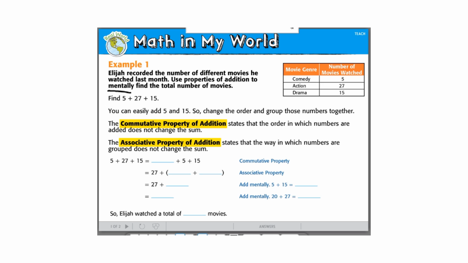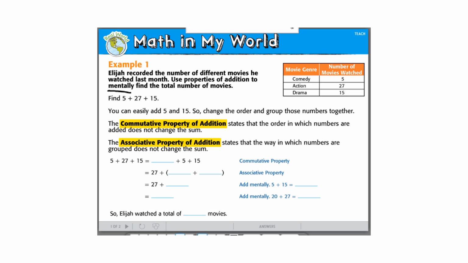What happens if you really can't do the math in your head? Could you just add them up? Yes. What I'm trying to show you today is some easier ways to be able to do them in your head, but you could just add them up if you wanted to. But for some of you, figuring out these tricks is going to save you some time. So we have 5 comedy movies, 27 action movies, and 15 dramas. So you need to find 5 plus 27 plus 15.